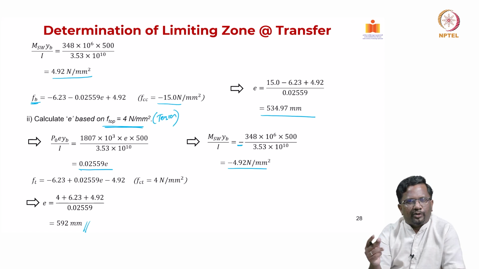Now, you get two values of E max, 535 and 592. Which one do we choose?